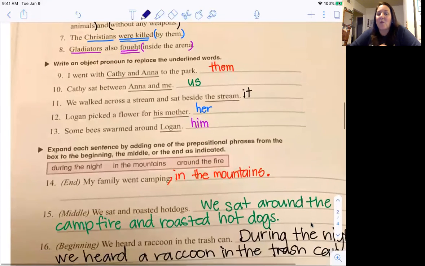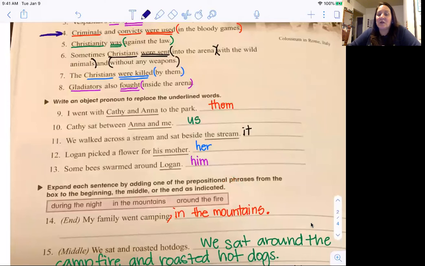Let's look at our next one. We're replacing the words with a proper object pronoun. So I went with Kathy and Anna to the park. I went with them to the park. 10, Kathy sat between Anna and me. Kathy sat between us. 11, we walked across a stream and sat beside the stream, or sat beside it. 12, Logan, hi Logan, picked a flower for his mother, for her. 13, some bees swarmed around Logan, around him.